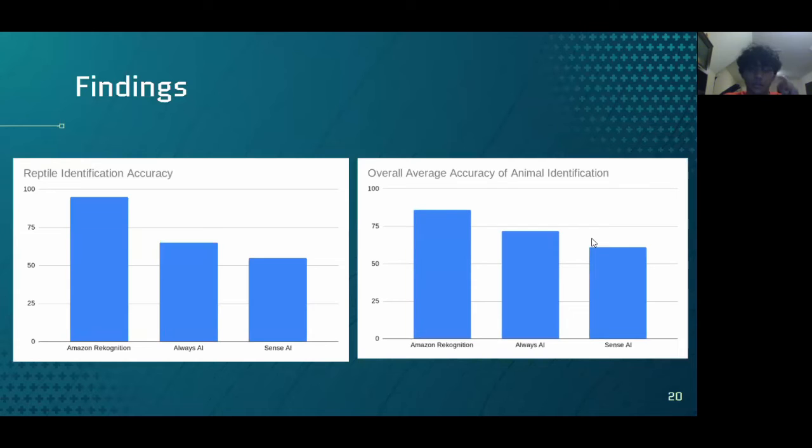From the graph on the left, we can see Amazon Rekognition had an accuracy of 95% when identifying reptiles, while Always AI and Sense AI had accuracy percentages around 60%, with Always AI edging Sense AI a little bit.